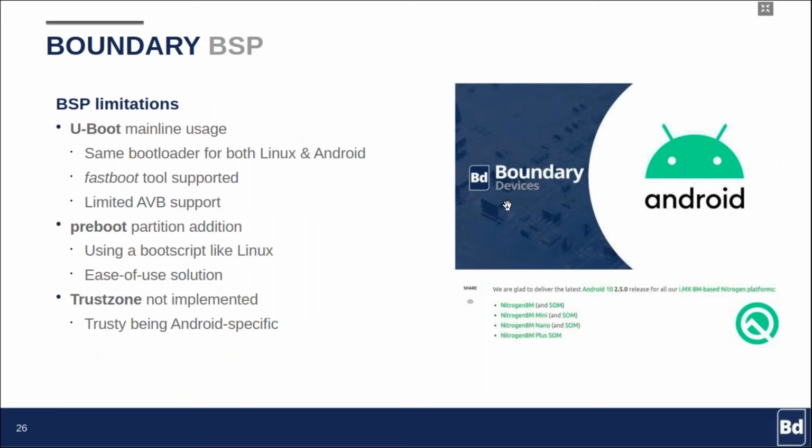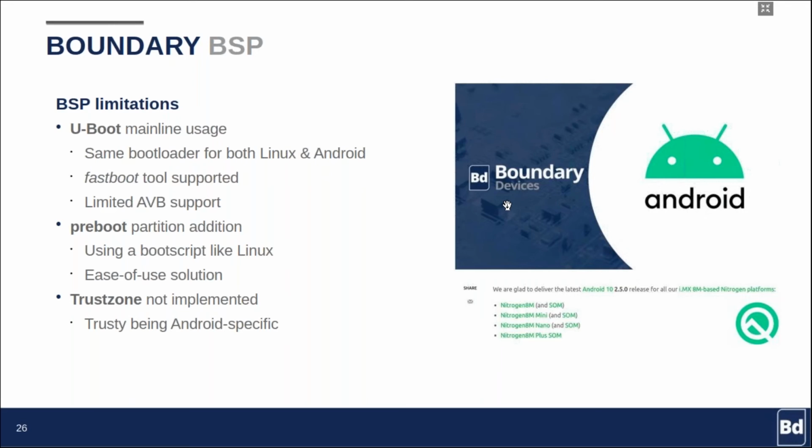Now, our BSP is once again a base BSP, and it comes with some limitations that we want to make clear here. The first one is the fact that we use the mainline U-boot. The reason for that is that we want to offer the easiest experience to our customers, the plug-and-play experience. When we sell the devices off-the-shelf, we don't know if the customer wants to use Linux or Android. So our goal is to use the exact same bootloader, whether you want to use Linux or Android.